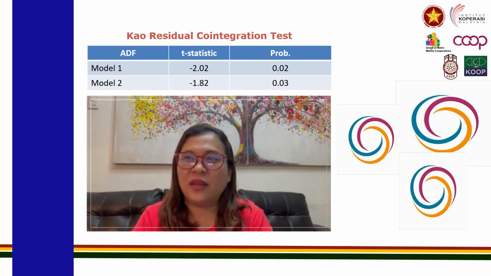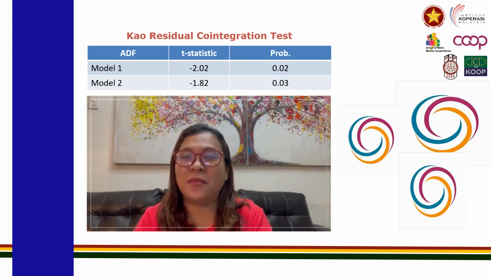For the Kao residual co-integration tests, having established that all the variables are integrated of order 1, the Kao residual co-integration test is used to determine the co-integrating relationships among the variables. Under the null of no co-integration, Kao shows the long-run co-integrating relationship of co-op with RGDP and co-op with R per cap.